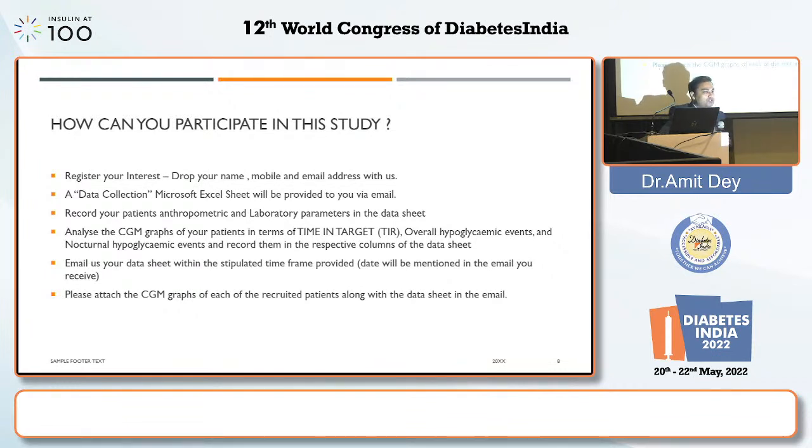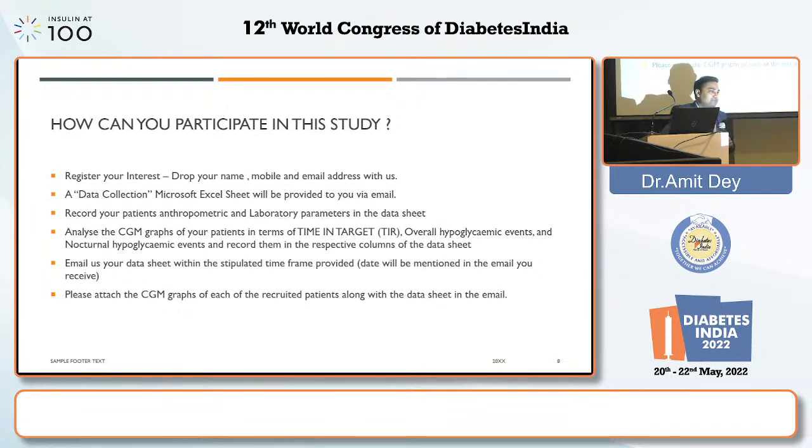Once you put the patient on the CGM, you're going to analyze the CGM graph yourself in terms of the time in target which has been achieved, the overall hypoglycemic events, and the nocturnal hypoglycemic events that you have recorded from the CGM or the reported events. Then you're going to record them in the respective columns, which will be very self-explanatory in the Microsoft Excel sheet that will be provided to you. And then you've got to email your data back to us.